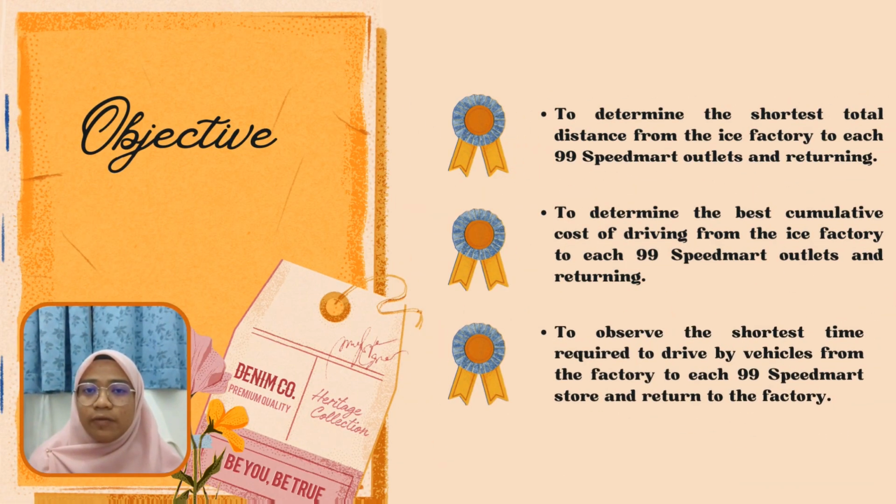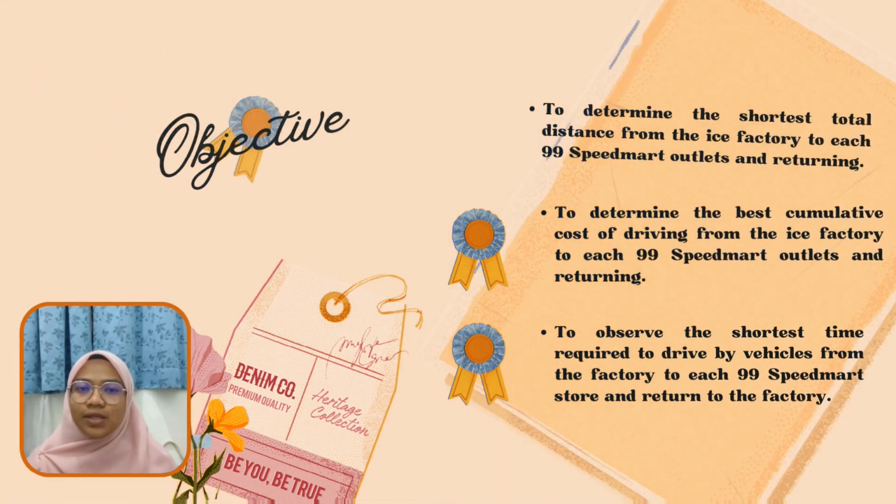There are three objectives. First, to determine the shortest total distance from the ice factory to each 99 Speedmart outlet and return. Second, to determine the best cumulative cost of driving from the ice factory to each 99 Speedmart outlet and return. And third, to observe the shortest time required to drive by vehicle from the factory to each 99 Speedmart store and return to the factory.